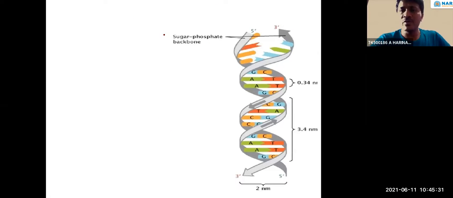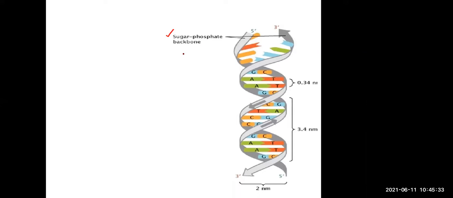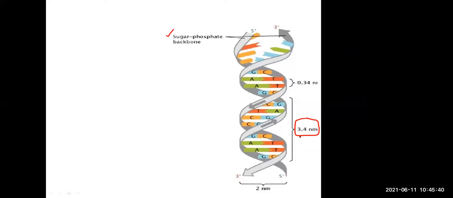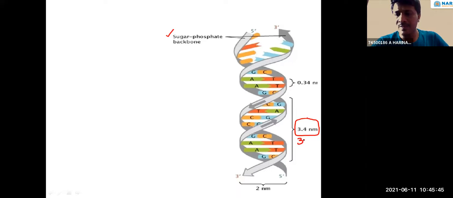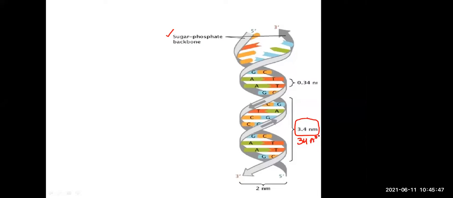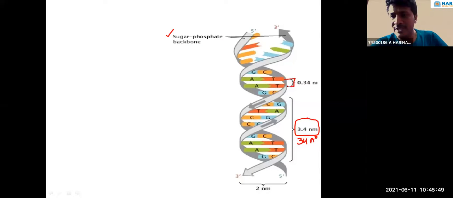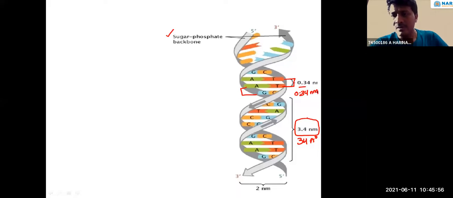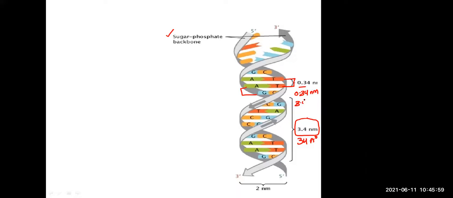What is the backbone of DNA? Sugar phosphate backbone. What is the length of one helix turn? 3.4 nanometers, which in angstroms becomes 34 angstrom. The distance between two base pairs is 0.34 nanometers, or 3.4 angstrom. This is not required for you, leave it.